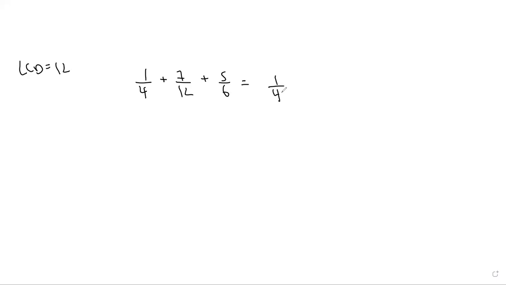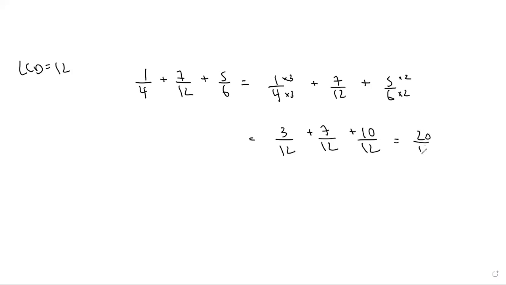Okay, first one, 1/4, we'd like to multiply it by 3. Next one, plus 7/12, we don't have to do anything with that one. Plus 5/6, for that one, we'd like to double the bottom number. So let's multiply by 2 and 2. So we get 3/12 plus 7/12 plus 10/12, which is 20/12. And this one, it is reducible. You could take a 4 out of the top and the bottom. Divide by 4, divide by 4, and you get 5/3. Or 1 and 2/3, or however you want to write it.